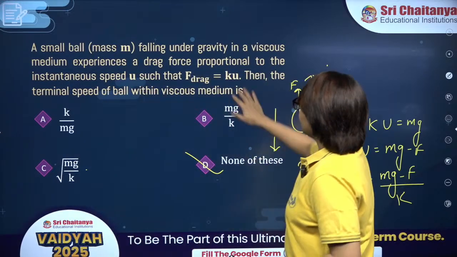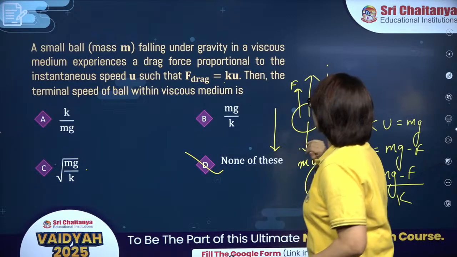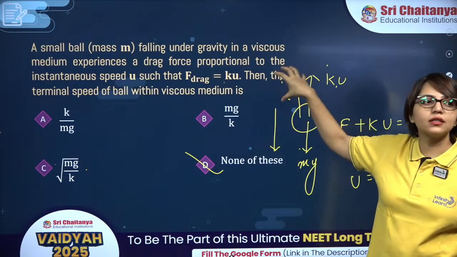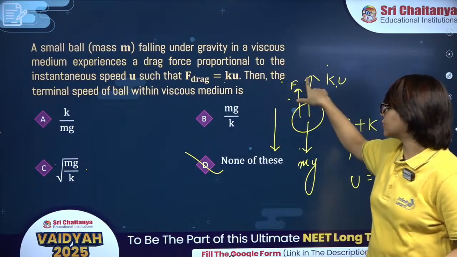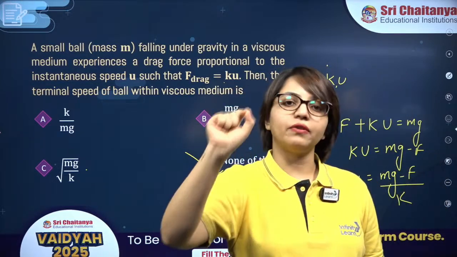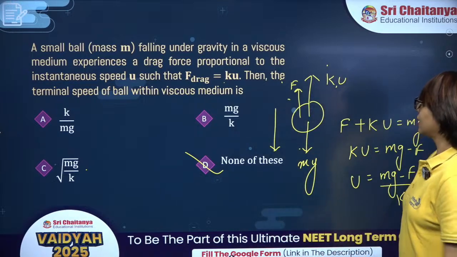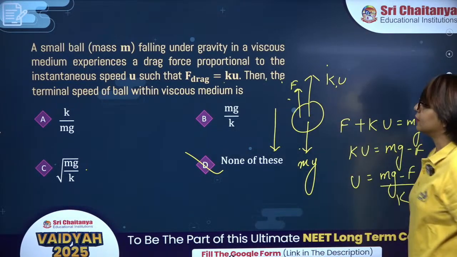Now, look, they are mentioning viscous drag and gravity directly, but they are not mentioning this particular buoyant force over here. So you have to read your question carefully. These are the points where you can make a mistake. Okay, read your question carefully, beta, and consider all the possibilities.